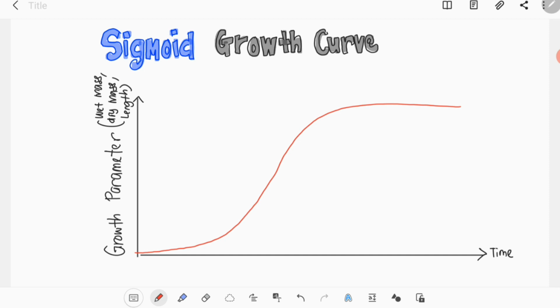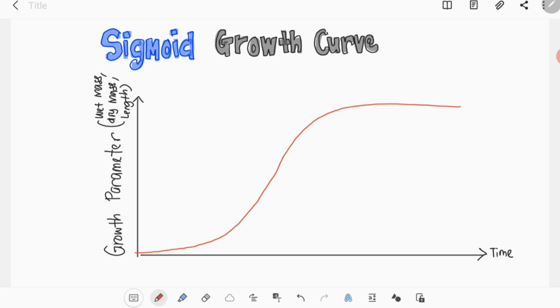Another thing to take note about the sigmoid growth curve is that the growth parameter that we measure is of the entire population, bukannya melibatkan individual sahaja. For example, kita ambil wet mass of the whole population, so kita averagekan, so itu adalah growth parameter untuk sigmoid growth curve. So kita bukannya measure wet mass seekor individu, tetapi kita ambil the whole population of individu to produce a sigmoid growth curve for that particular population.